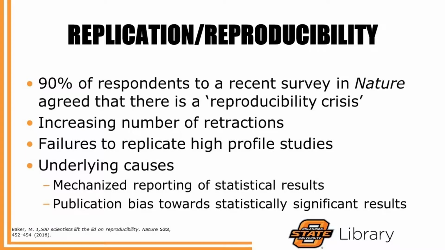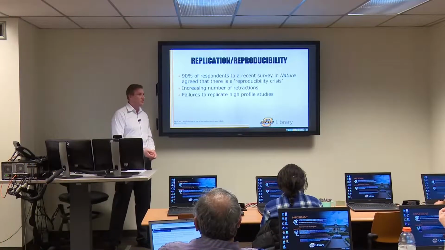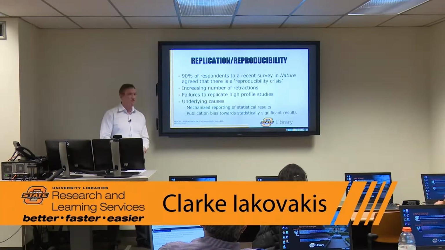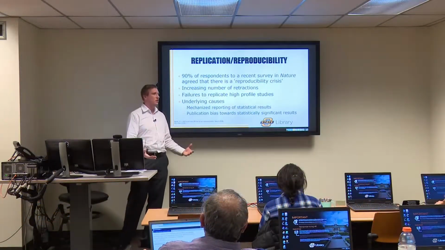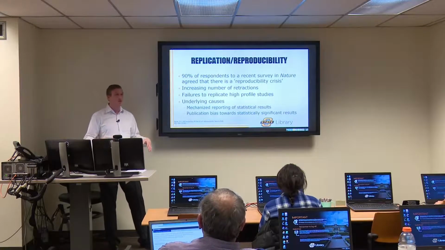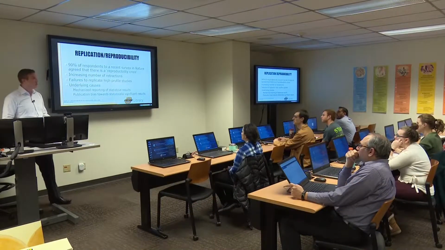And there is this idea that there's a reproducibility crisis in the sciences and social sciences. 90% of respondents to a Nature survey agreed there's a reproducibility crisis. There's an increasing number of retractions, failures to replicate high-profile studies, and there are different causes for this: mechanized reporting of statistical results and a publication bias towards statistically significant results. So a technology isn't going to solve this, but what they're hoping is that if we can change research practices and change the culture by changing the process and the workflow, then maybe we can reverse some of this tide.